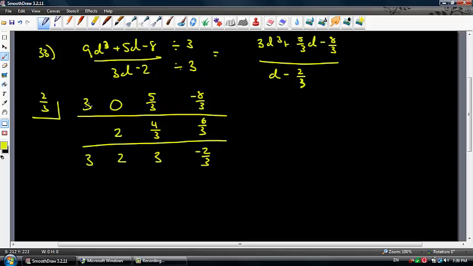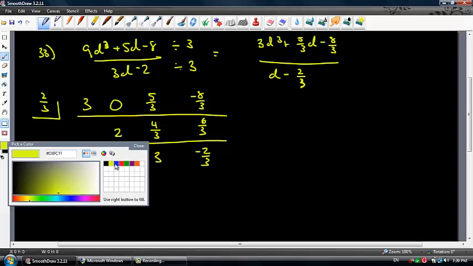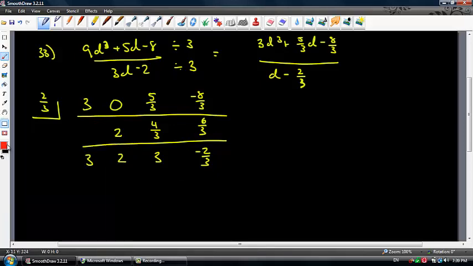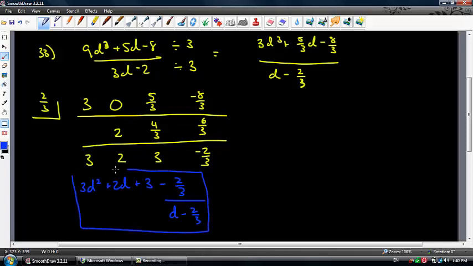Remember, this used to be d to the third. It is now d squared, 3d squared. This used to be d squared. It is now d, so plus 2d. This used to be d to the first. It is now nothing, plus 3. Now I'm going to subtract 2 thirds, and that is over d minus 2 thirds. And that is as far as I will ask you to go with this problem here.